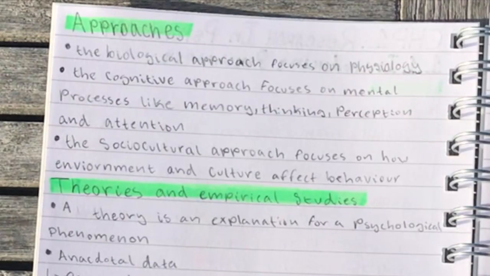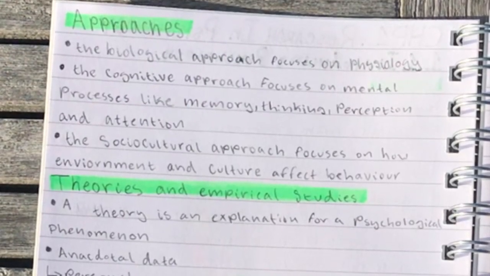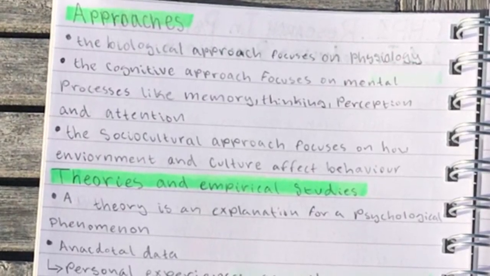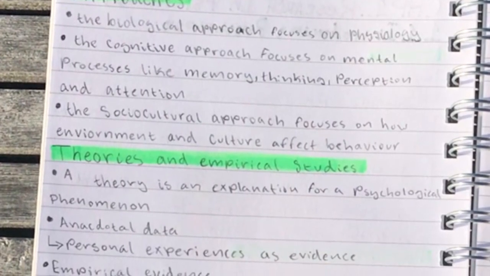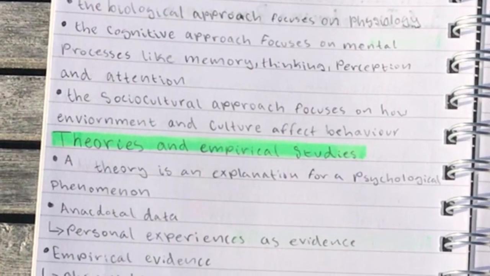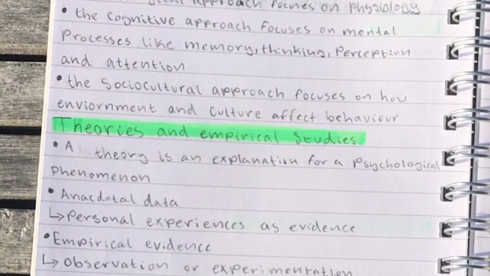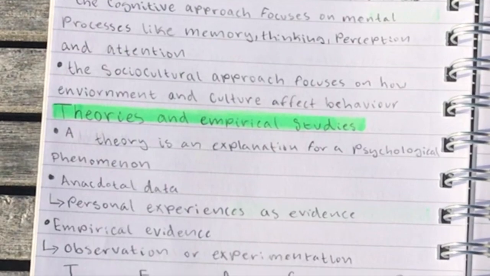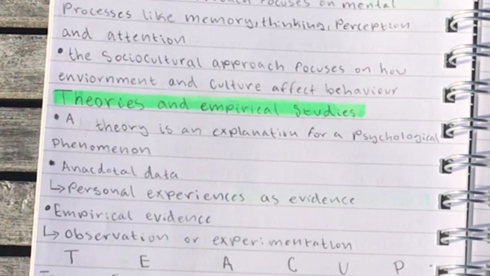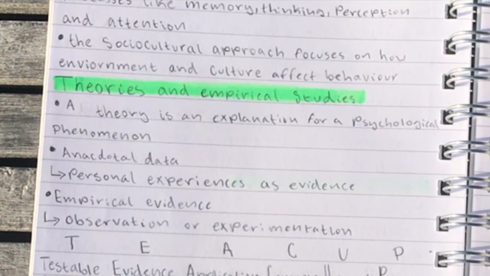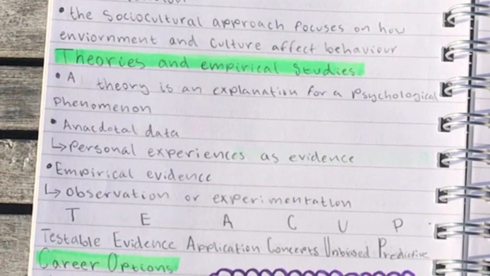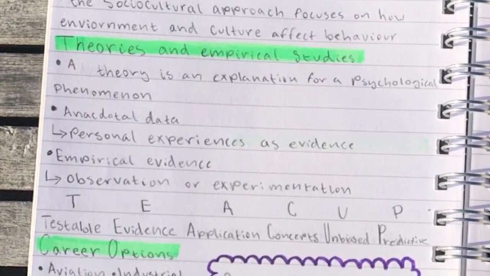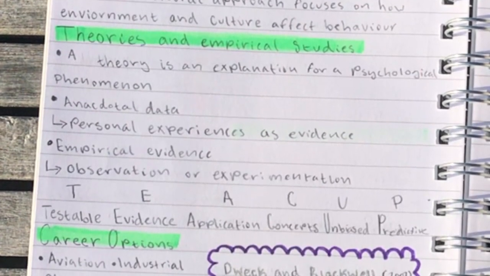So within psychology, there are many approaches. The 3 approaches that we'll be focused on in the IB psychology course are the biological approach, which focuses on physiology, the cognitive approach, which focuses on mental processes like memory, thinking, perception, and attention, and the socio-cultural approach, which focuses on how environments and cultures affect behavior.